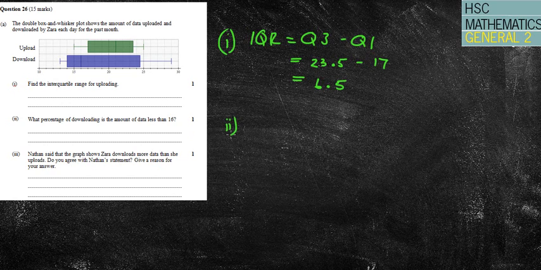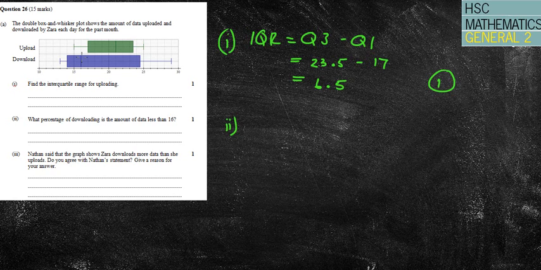Question 2. And it's only 1 mark too, so it's pretty easy. What percentage of downloading is the amount of data less than 16? Okay, percentage. Whenever you see a box and whisker plot, and they start talking about percentages, think about your quartiles. Your 25%, 25%, 25%, 25%, because that's probably what it's referring to.